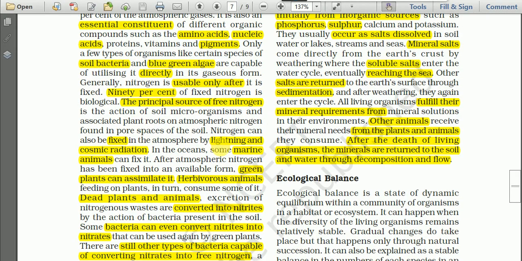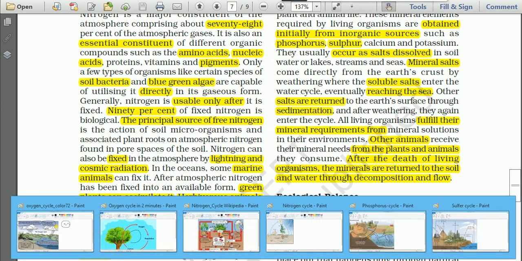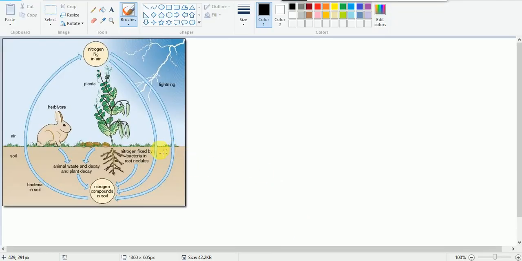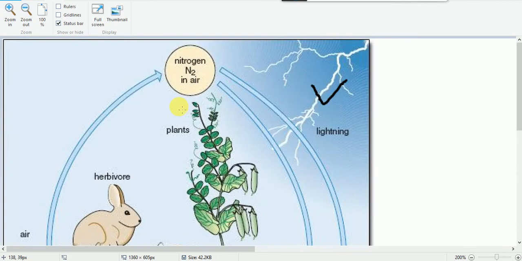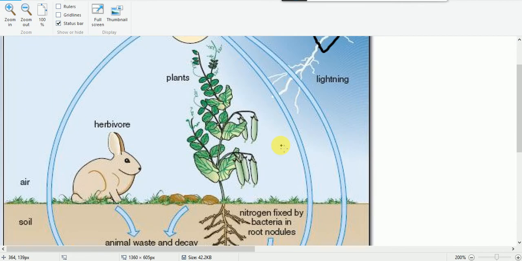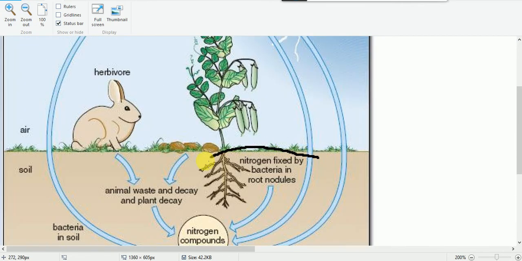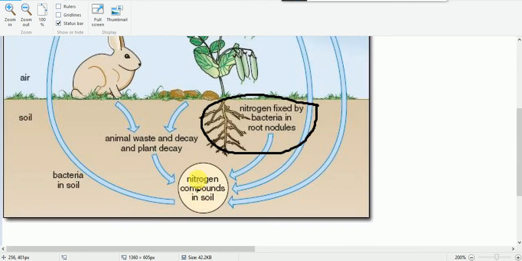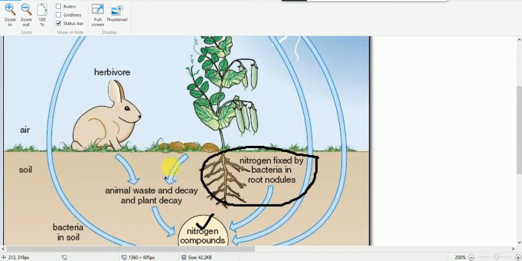Clear or not? Any question? Still we have one more diagram. This is a very simple one. Here we have the lightning process, and let me magnify. Lightning process here. Then nitrogen is fixed by bacteria in the root nodules. Then we get nitrogen compounds, and these will be absorbed by the plants.